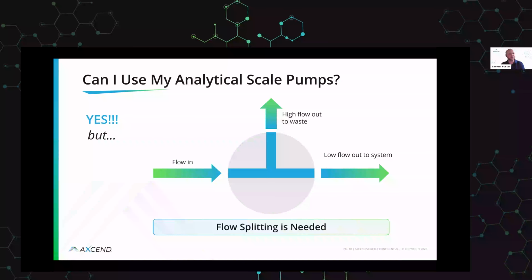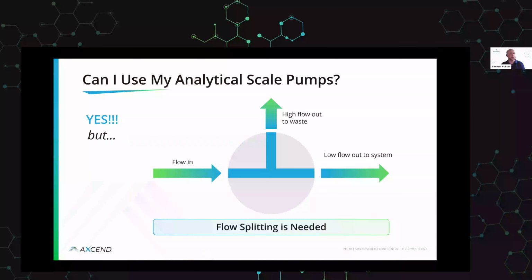Instead, what you can do is set the pump up to run at its standard operating flow rate, say a milliliter a minute, and split the flow such that the column and the injector and the detector only experience the flow that you need. And so one of the ways to do this is through something known as a T-splitter, which I have shown on screen.